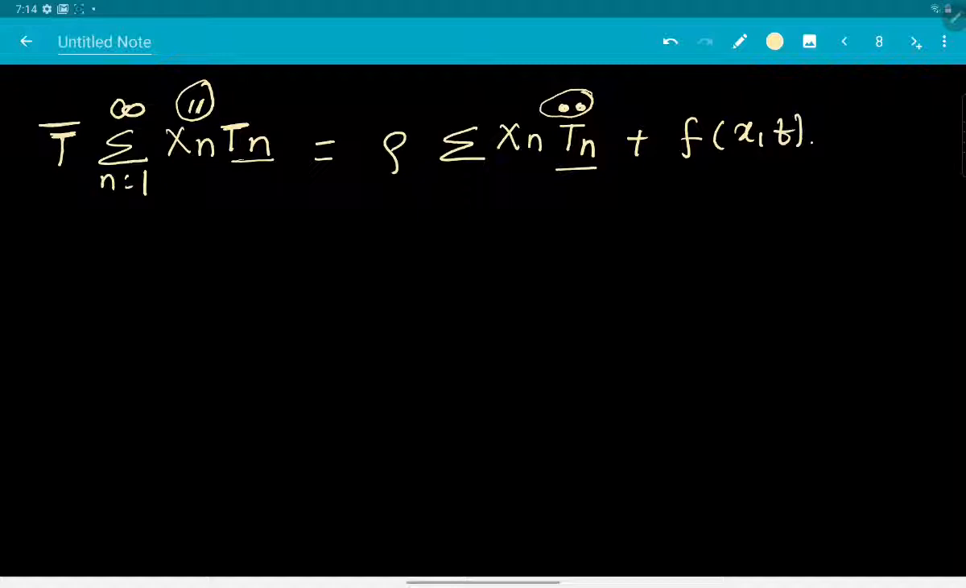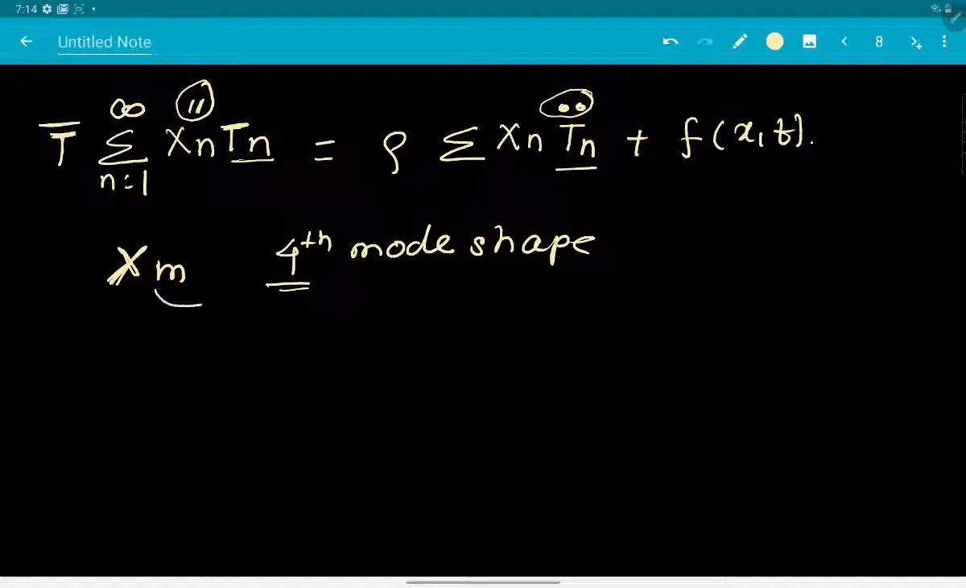Now what we do over here is multiply by some m-th X, let's say the fourth mode shape, where m is equal to 4. So I multiply the fourth mode shape to this entire equation. This is just for example, it need not be 4; we actually go from 1 to infinity. I'm just taking one example and trying to show you. That's why I said let's say it is the fourth one.